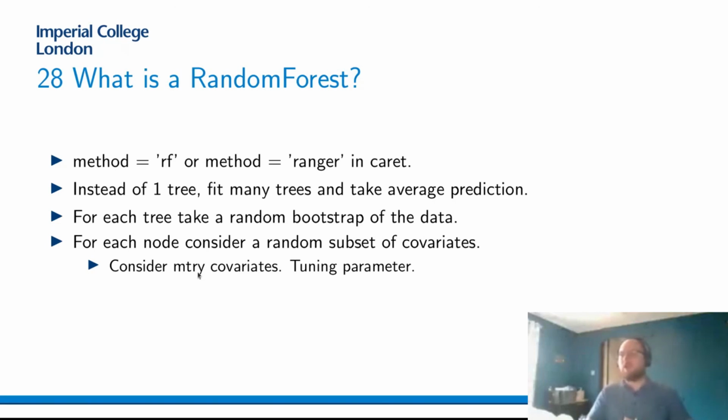Again, that makes the trees quite different. It means that a little bit of noise in some of the data doesn't end up wrecking your whole model, and it forces the model to look at the data in different ways, from different angles, as it were. So it ends up being quite effective.